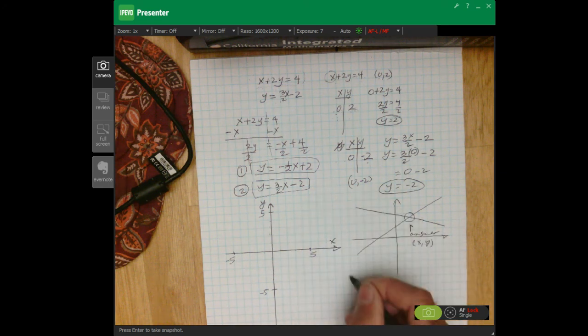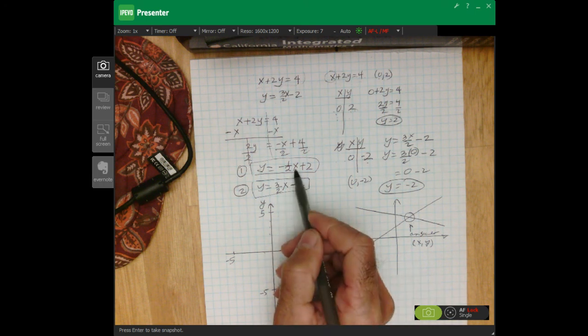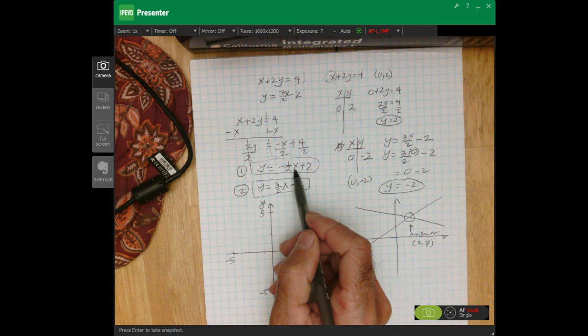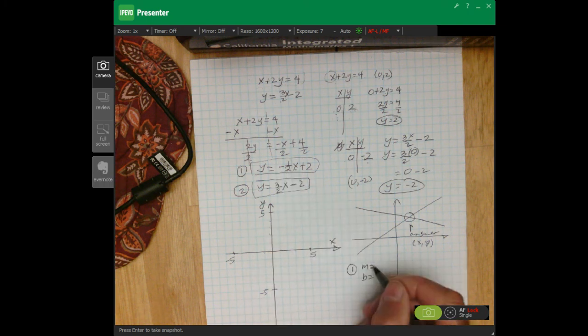So for the first one, you want to identify the slope. Now remember, you look for the x variable, the coefficient of x, the number in front. That's going to be your slope. So it's -1 over 2. Since it's a -1, we're going to go down. That's positive still, so we're going to go over. If the rise is negative, the run is going to be positive still.